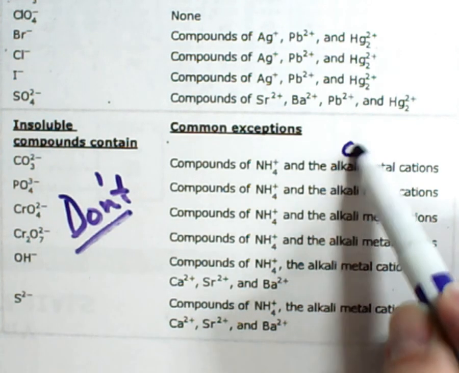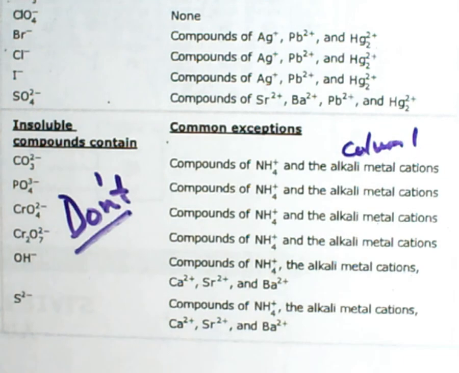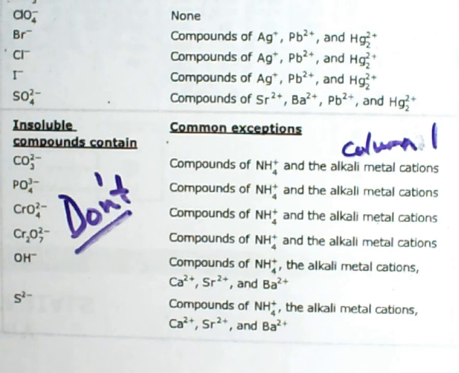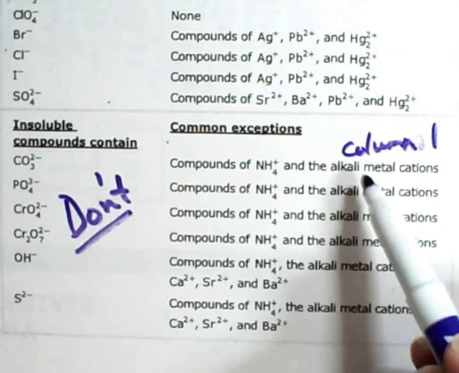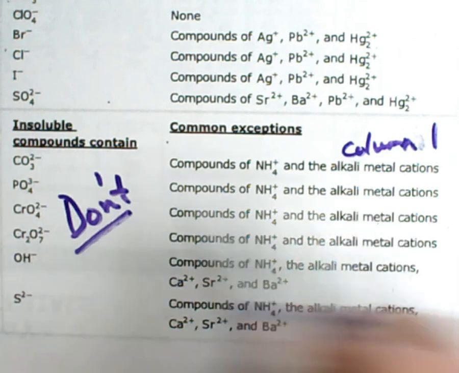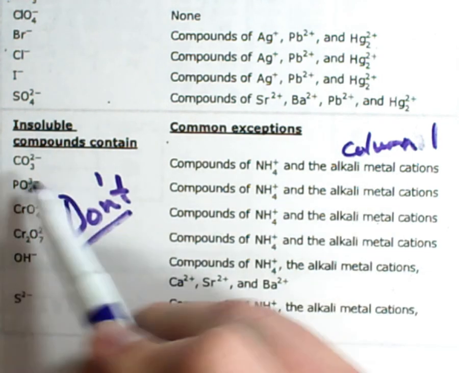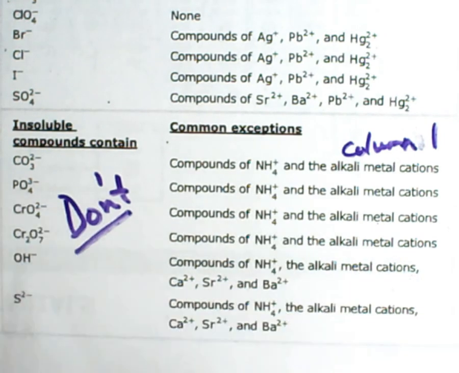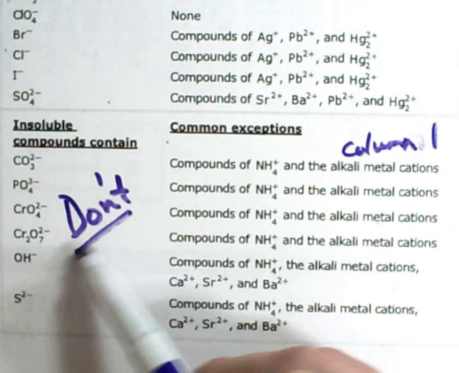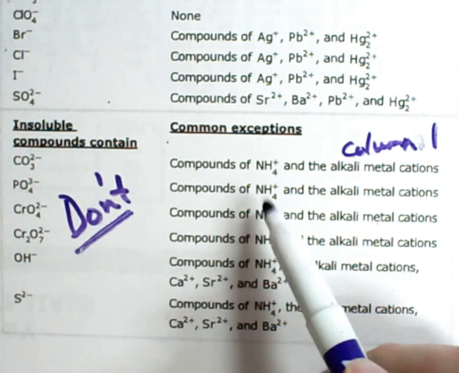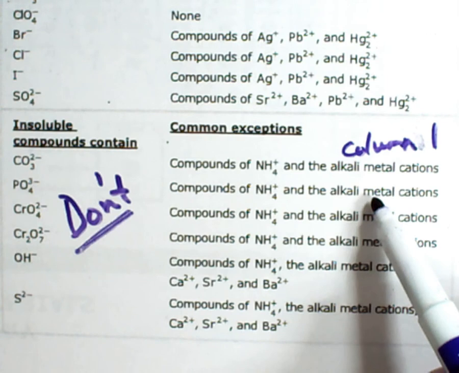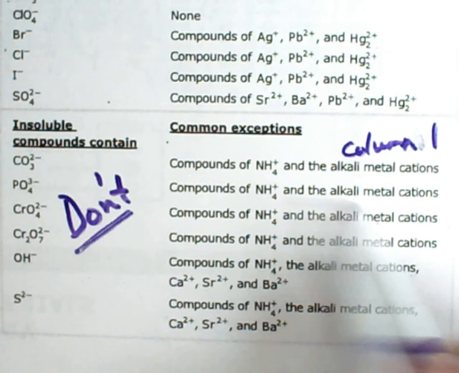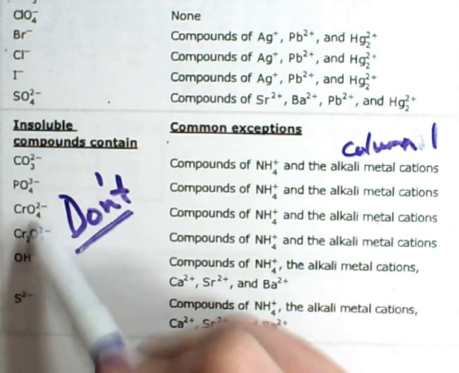Alkali metals, column 1 on the chart. So that's lithium, sodium, potassium. So sodium carbonate dissolves in water, lithium carbonate, potassium carbonate, but mostly carbonates don't dissolve in water. Phosphates don't either, except for ammonium phosphate does. Okay, so basically the rule is these are the don'ts, except ammonium phosphate does dissolve in water. Column 1 phosphates, so sodium phosphate, lithium phosphate, potassium phosphate, they do dissolve in water. Same thing with each of these.